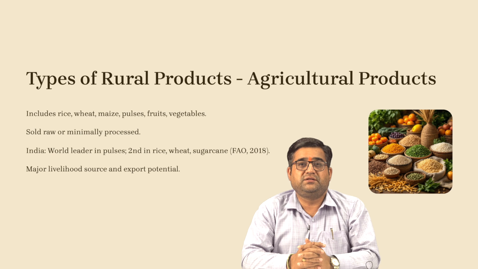India's farm output is globally significant. For example, it is the largest producer of pulses and the second largest of rice, wheat, sugarcane and vegetables as per FAO 2018 data. This underscores the immense importance of rural agricultural products in both national and international markets. Larger agribusiness firms often procure these commodities for further processing or export.